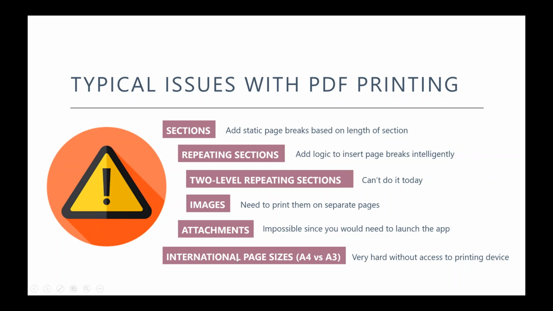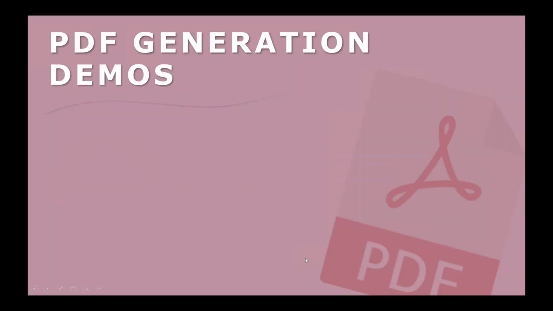And then, of course, there's a difference with page sizes. In Japan, they use a different page size than in America. And the printing device knows that, but the form doesn't. So it's hard to do different pagination depending on different page size. This is true in Europe as well. So these are the typical issues.